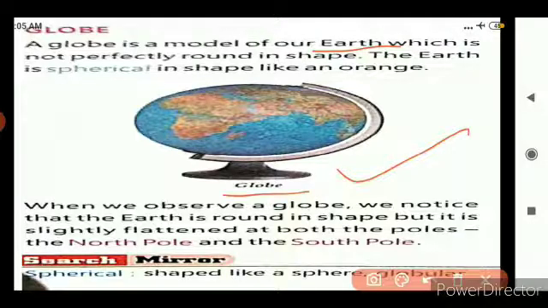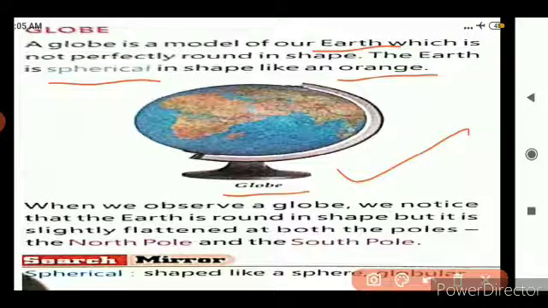What is the shape of our earth? Yes, the shape of our earth is spherical. It is not round in shape. It looks like an orange. Yes or no, children? Yes. A globe is a model of our earth which is not perfectly round in shape. The earth is spherical in shape like an orange.